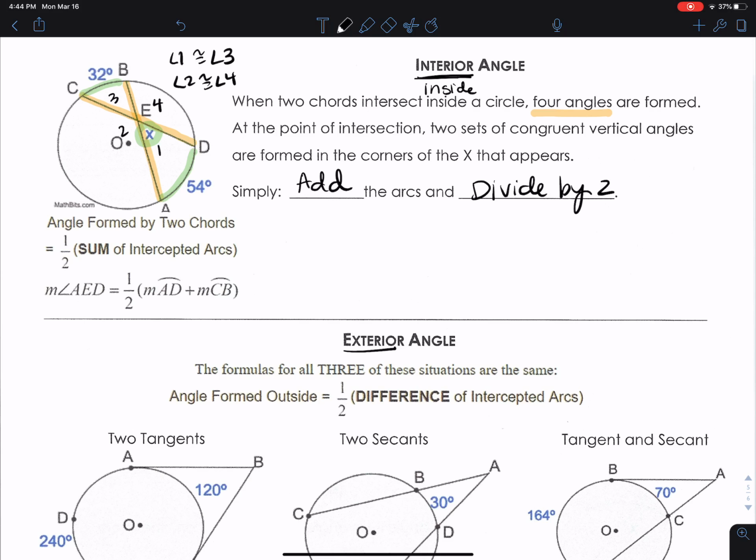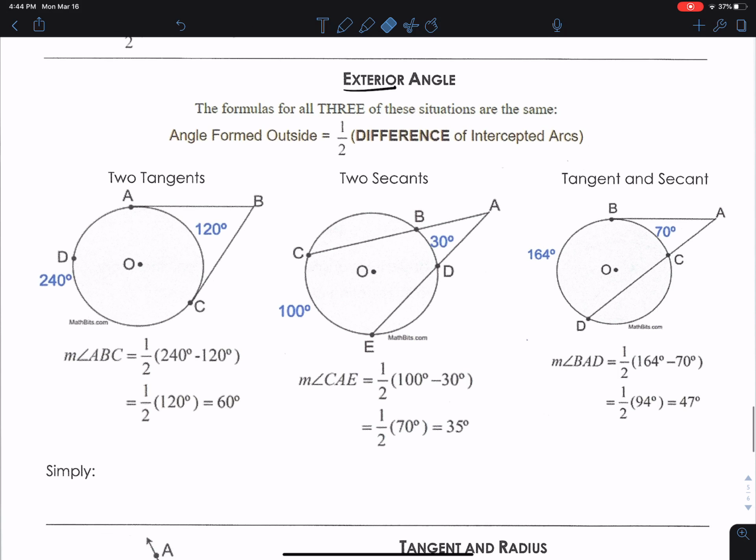So if we do that, we would have our angle is going to be equal to 32 plus 54 divided by 2. So that gives us 86 divided by 2. So our angle is 43. And that's how we find interior angles. That's when the angle's inside. And that one should be pretty simple. So one of the pages of homework front and back is about interior angles. The next one is about exterior angles.